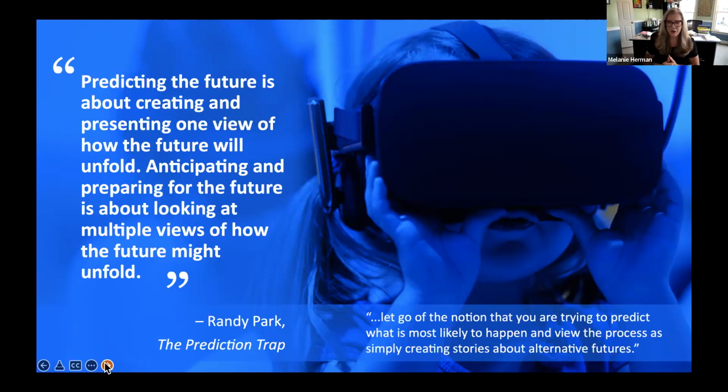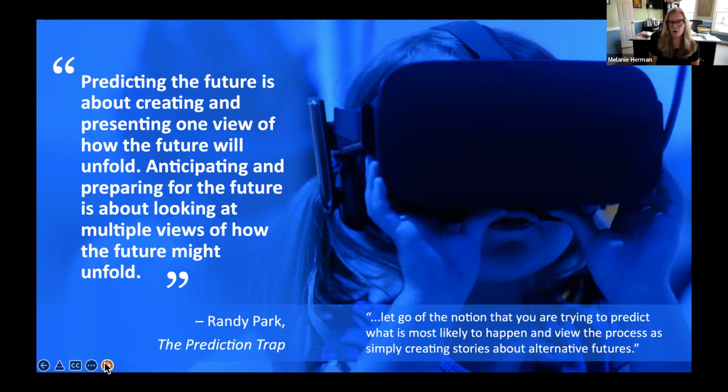And he said, we need to let go of the notion that we're trying to predict what is most likely to happen and view the process as creating stories about alternative futures. I think this is a really powerful concept. And I think to some extent, this kind of takes the pressure off the team that you might bring together to do scenario planning. I think when people come into the room, they may be thinking, wow, scenario planning, there's a lot of pressure. We have to come up with these credible scenarios about what might happen.